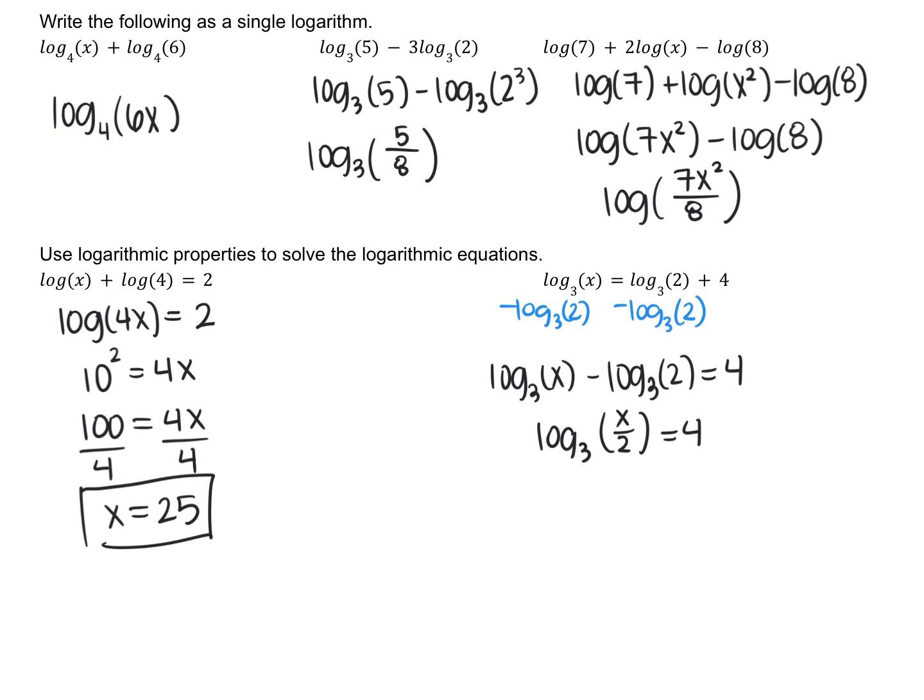And now I can convert it to exponential form. So my base 3 to the 4th equals x over 2. 3 to the 4th is 81. And then we will multiply both sides by 2, and we get x equals 162.